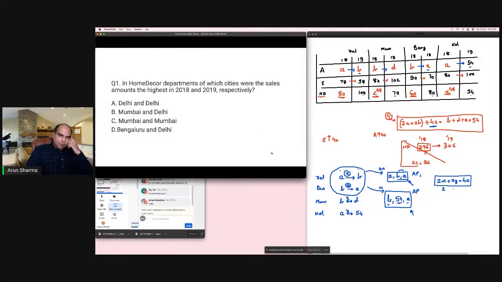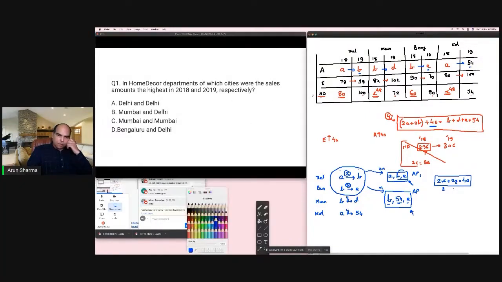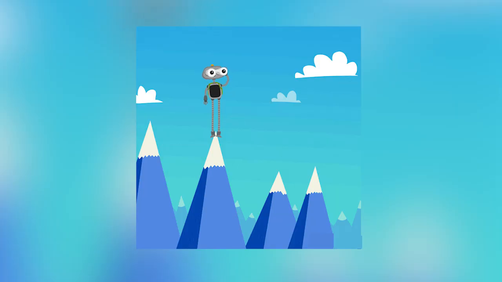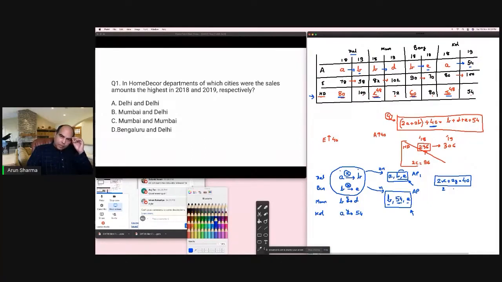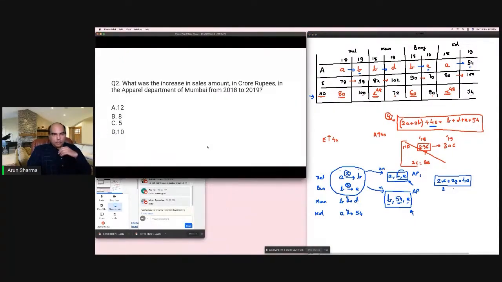So the first question is pretty simple. It's about the home decor department. In home decor department, of which cities were the sales amount the highest in 2018 and 19 respectively? So in 2018, if you look at home decor, it is 80, 48, 60 and 48. So Delhi is the highest. And in 2019, you will see 100, 72, 80 and 54. So Delhi is still the highest. The correct answer to this question is Delhi and Delhi. So option A will be the answer. Delhi and Delhi is the right answer to this question. So this was easy.